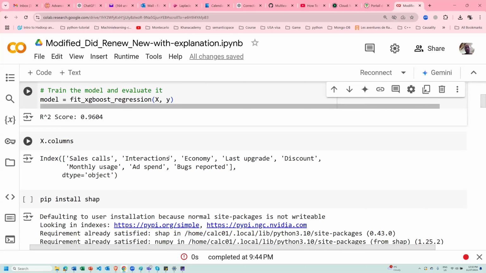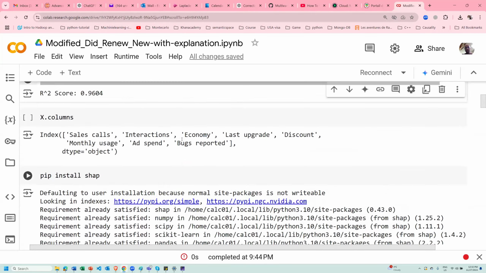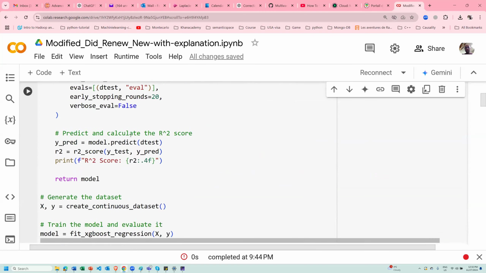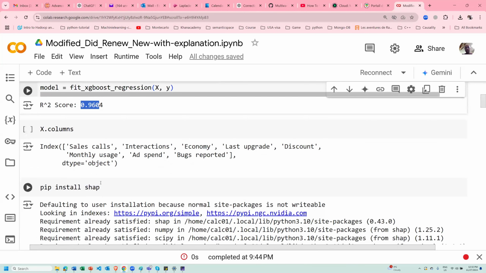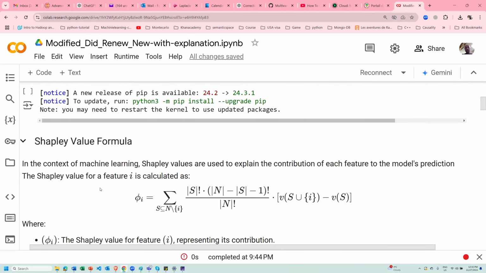So basically, when we apply XGBoost, you can see that our R2 score is 0.96, 96%. And then they use Shapley. What Shapley does is, basically, Shapley was created for game theory. What it means is that they wanted to see the contribution of every element or every player in a game to understand the overall output of the system.